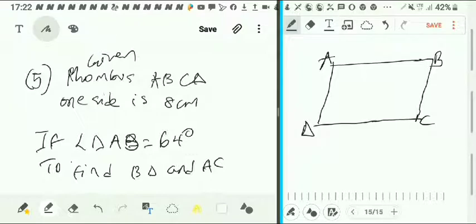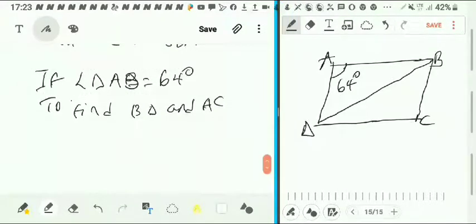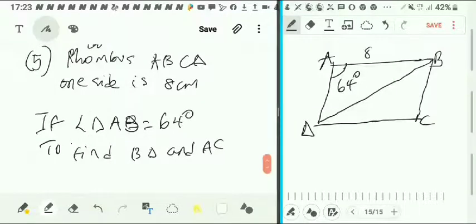If angle DAB is 64 degree. Okay, we want to find what? BD. BD is a line that joins B and D together, so we want to find this. Okay, one side is given as what? 8 centimeters. So that means this is 8, this is 8, this is 8. Why? Because all the sides of the rhombus are what?